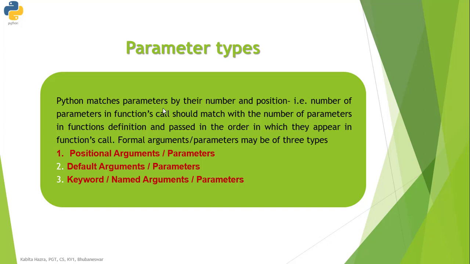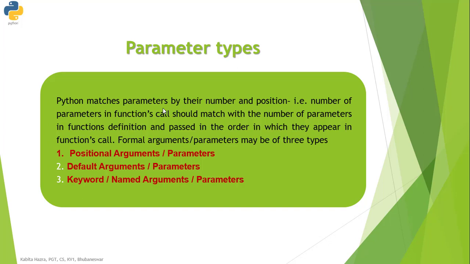As we know, Python matches parameters by their number and position. So we have to specify the exact number of arguments that are there in the function's header or function definition. So that means we can call a function by passing the required number of arguments. Now this procedure of passing arguments may be somewhat changed.